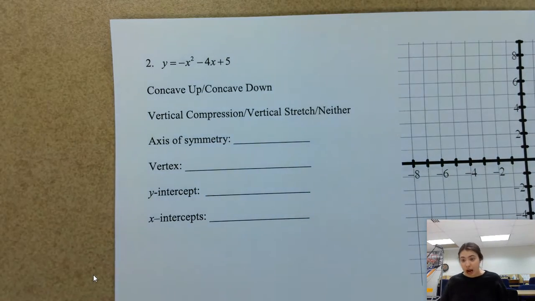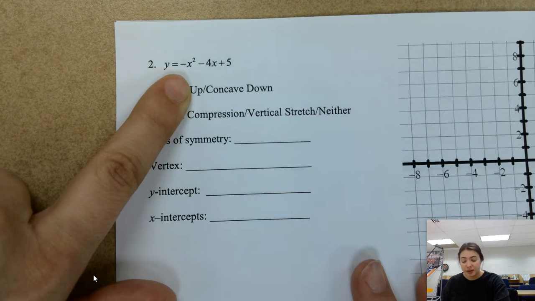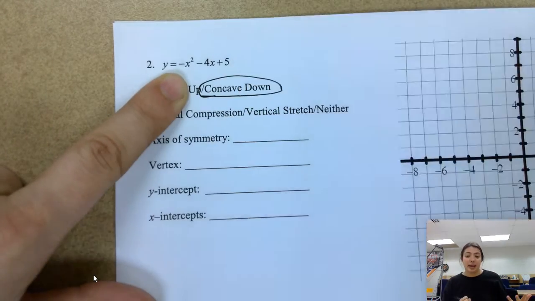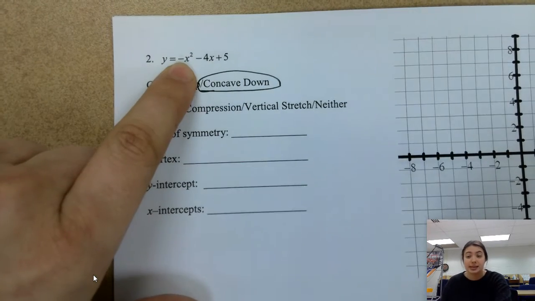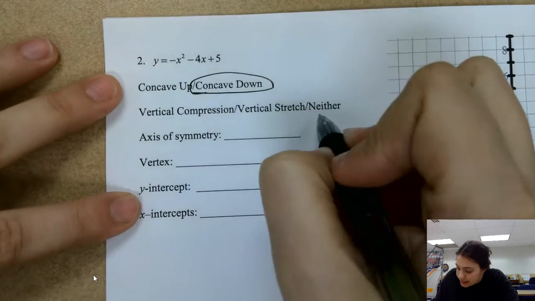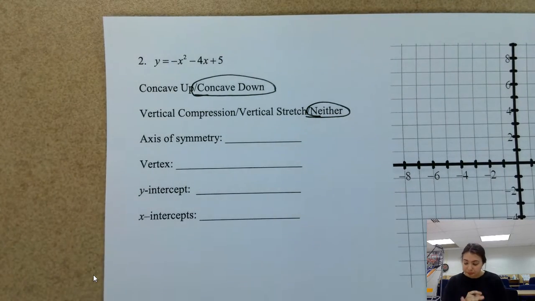So first off, is it concave up or concave down? Well, because we see this negative out in front, we know our a value is negative 1. So therefore, we know that this parabola is concave down. Now, because our coefficient outside of x squared is still just 1, whether it's positive or negative, that means that there is not going to be any type of vertical stretch or compression.